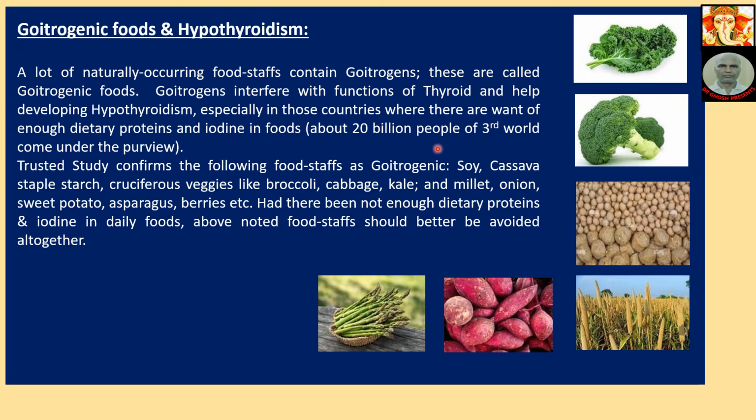About 20 billion people of the third world come under this purview. That is, in third world countries, about 20 billion people live with less dietary protein and less iodine in food. A trusted study confirms the following foodstuff as goitrogenic: soy, cassava starch, staple starch, cruciferous veggies like broccoli, cabbage, kale, and millet, onion, sweet potato, asparagus, berries, etc.